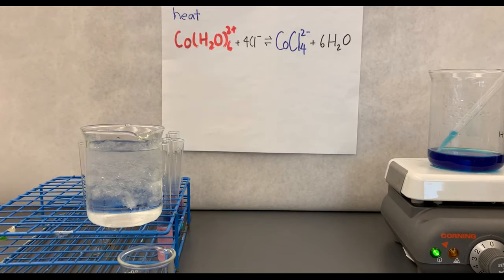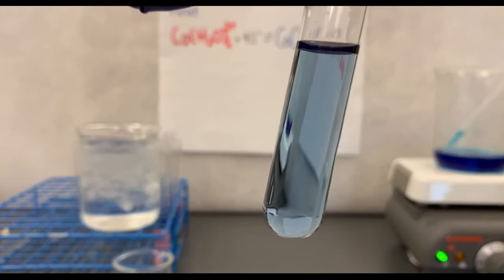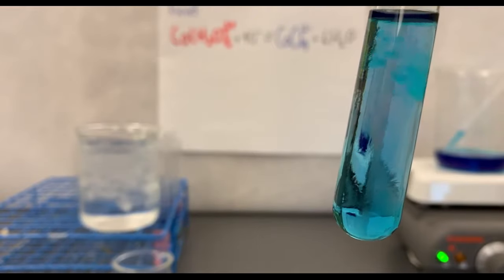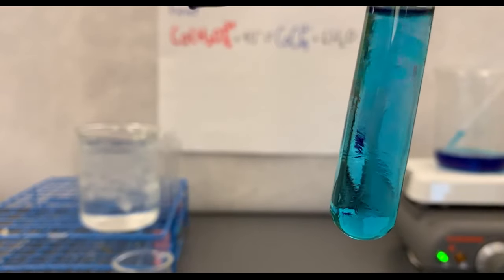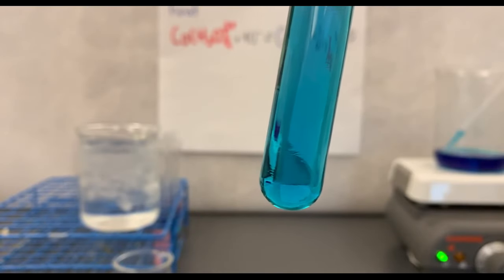Then it says to take this test tube that's violet and add a couple drops of HCl. So I'm going to do that. This is my test tube. I'm going to add a couple drops of HCl. Notice the color is now blue.